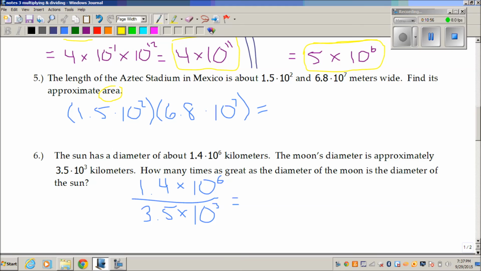And then in number 6, you're going to be dividing, because anytime you want to know how many times bigger something is than the other, to know how many times bigger, you divide to see how many times it goes into it. So again, you're going to divide those 2 numbers, try it on your own, and then in class, I'll let you know what the correct answer is. Thank you very much.